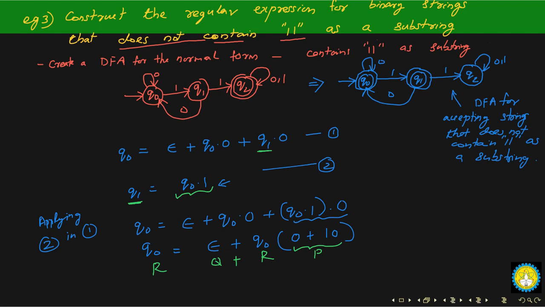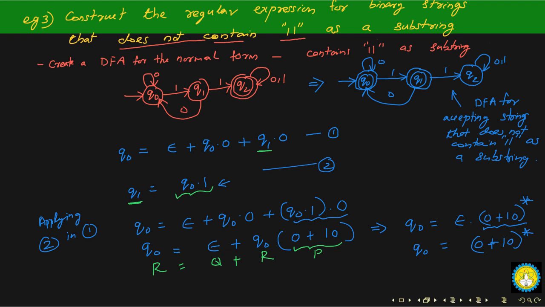Applying Arden's rule, we can identify that Q0 is going to be Q P star, that is epsilon into P star, which is (0 plus 1 0) star. Epsilon dot anything is the thing itself, so epsilon dot (0 plus 1 0) star is nothing but (0 plus 1 0) star. So we got a very nice expression for Q0.